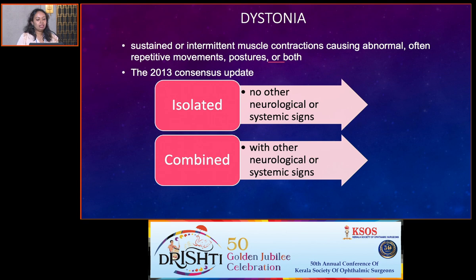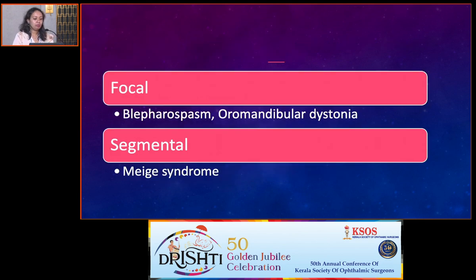So, a little more about dystonia. Dystonias are sustained or intermittent muscle contractions causing abnormal, often repetitive movements, postures, or both. The 2013 update classified dystonia into isolated and combined depending on the etiology. In isolated, there won't be any neurological or systemic signs. In combined, there will be some systemic or neurological abnormality. Also, depending on the part involved, it can be divided into focal dystonia or segmental dystonia. Focal is when only one part of the body is affected, like blepharospasm or oromandibular dystonia, and segmental is when two or more contiguous body parts are affected, like Meige syndrome.